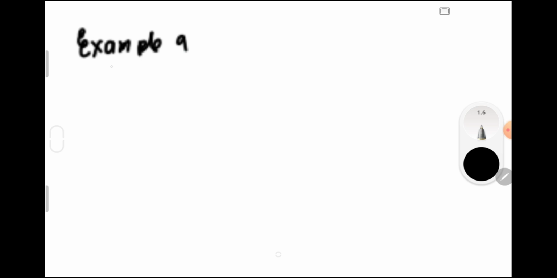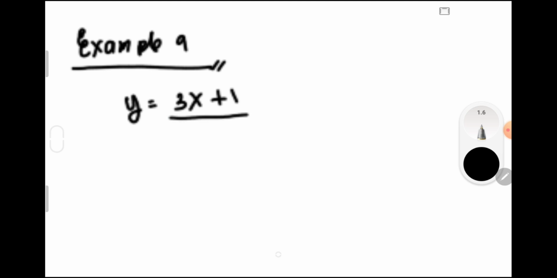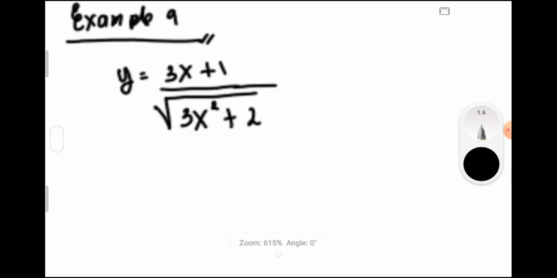Example na, wherein let's have y is equal to 3x plus 1 divided by square root of 3x squared plus 2. Okay, so how will we solve this one? Dalawa yung i-recommend ko. Either gamit tayo ng quotient rule or gagamit tayo ng product rule.